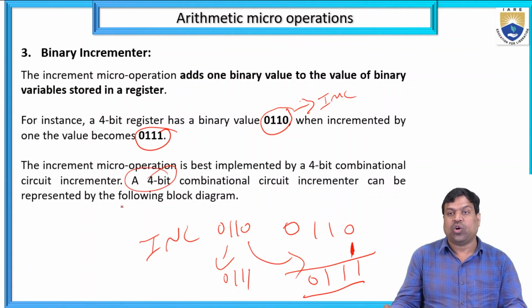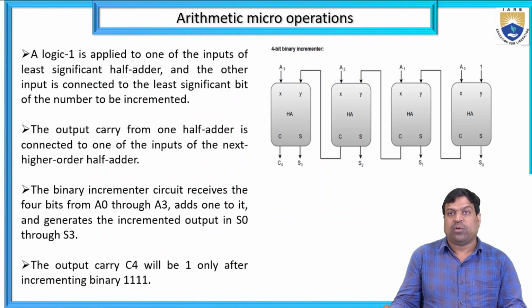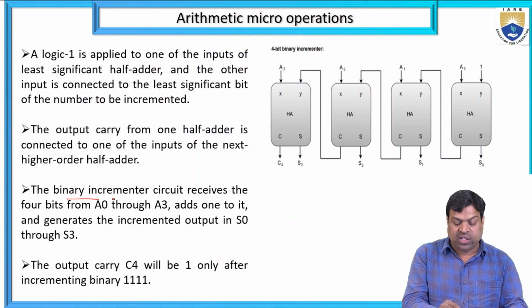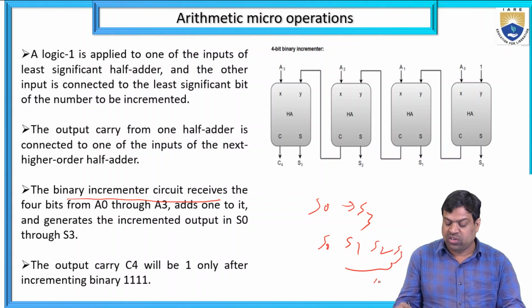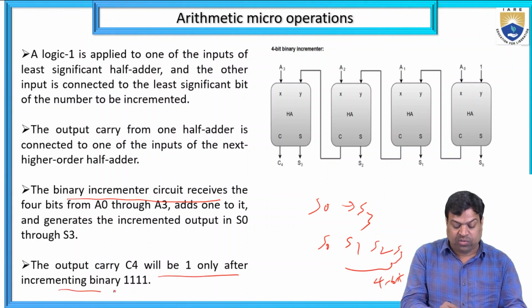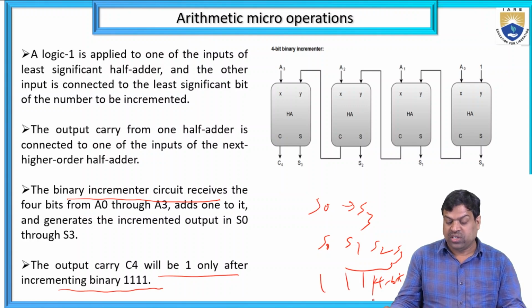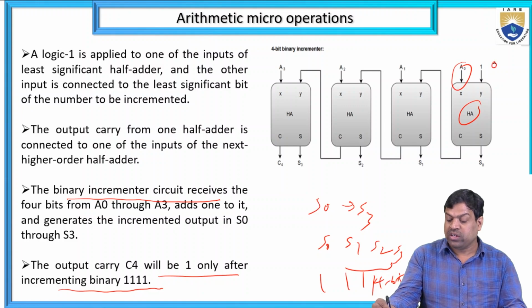Mostly we take it as a 4-bit combinational circuit. A logic 1 is applied to one of the inputs of the least significant half adder, and the other input is connected to the least significant bit of the number being incremented. The output carry from the half adder is connected to one of the inputs of the next higher order half adder. The binary increment circuit receives the 4 bits A0 through A3, adds 1 to it and generates the incremented output S0 through S3, meaning S0, S1, S2, S3. How many are there? 4 bits. So C4 will be the carry of incrementing all 4 bits. Like this. Half adder means I am taking only one value: 0 plus 1, 1 plus 0, 0 plus 0.